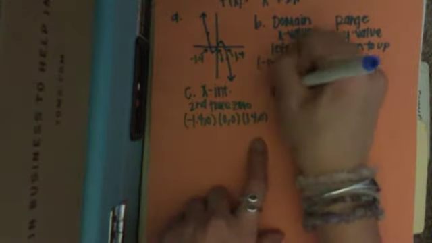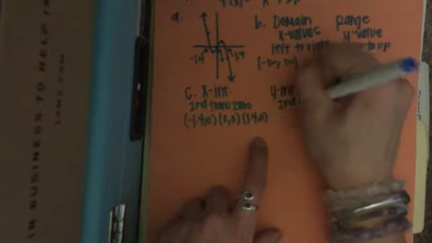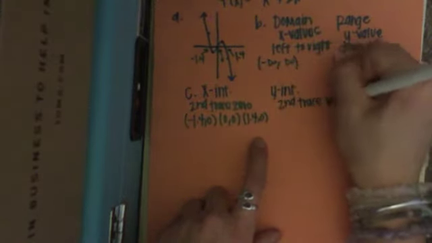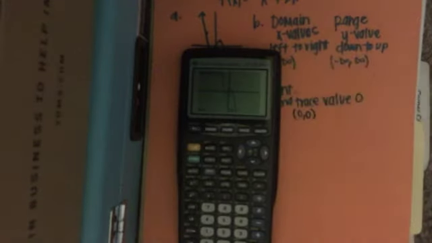Okay? And then for the y-intercept, we can do that in the calculator also. That's going to be second trace value, and then you put 0 into there. So here's second trace value, 0. And it just gives you that it is 0, 0.